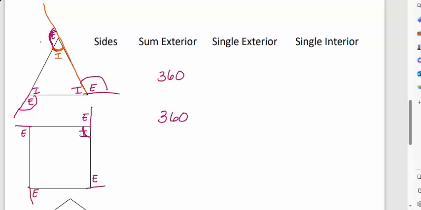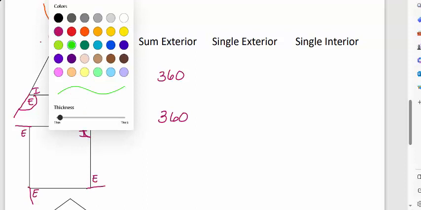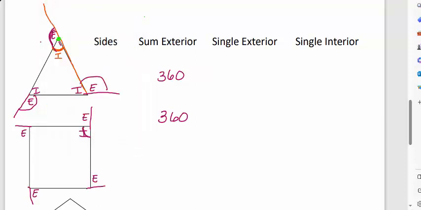So you extend a side, and you'll have an interior angle and an exterior angle. And what do they add up to when you put them together? Do you see that they make a straight angle when you put them together? So these two angles here, the interior and the exterior, are supplementary. They add up to 180 altogether.